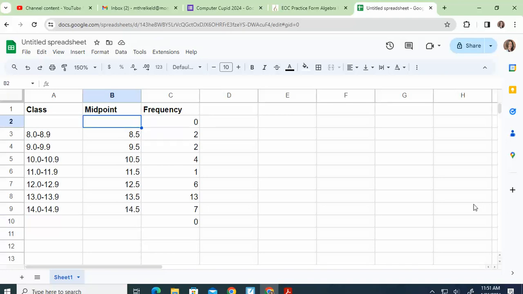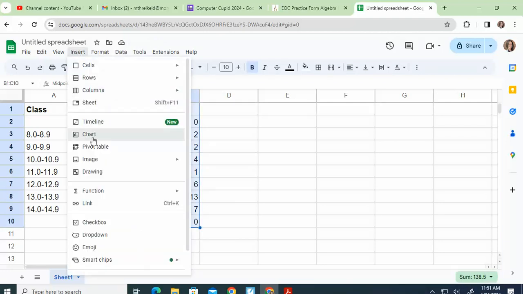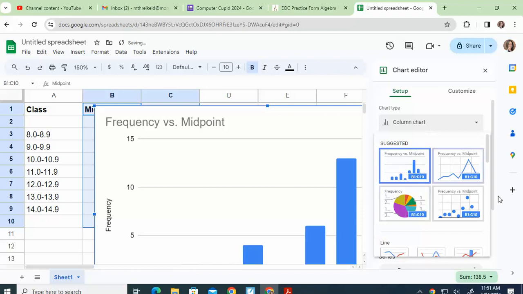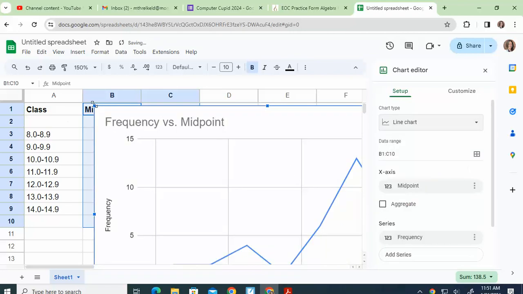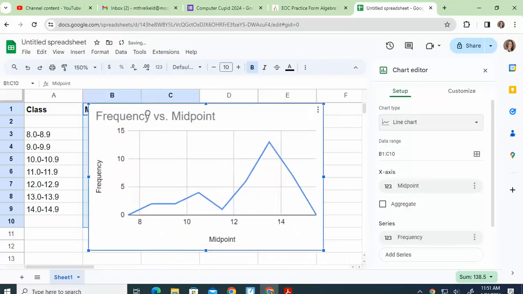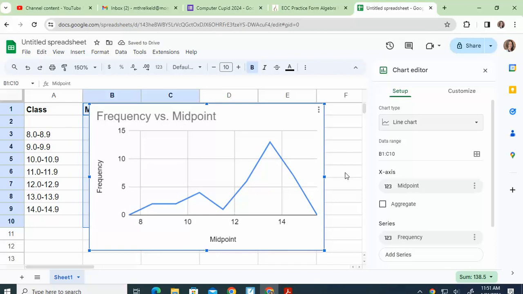So what would have been the midpoint before 8.5? 7.5. And my last midpoint would be 15.5. So you do have to add in those 2 made up points. And then you could go to insert your chart. And we want the line. And you can do some formatting things, you know, change titles and whatnot, add points. But that's the graph that I'm looking for. So you have to find your midpoints, and you have to add in those zeros before the first point and after the last point.